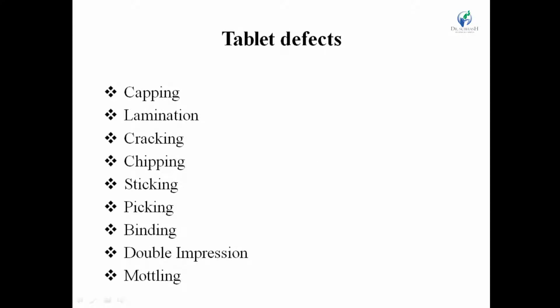Tablet defects. These are the various tablet defects. First one is capping, next lamination, cracking, chipping, sticking, picking, binding, double impression, and last one is mottling. We will discuss these defects respectively.